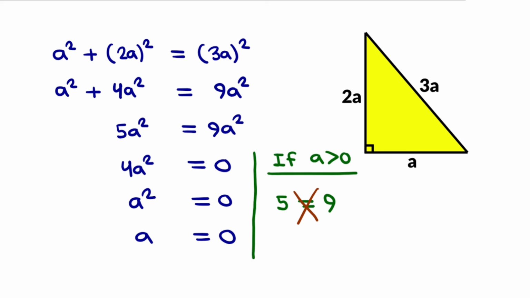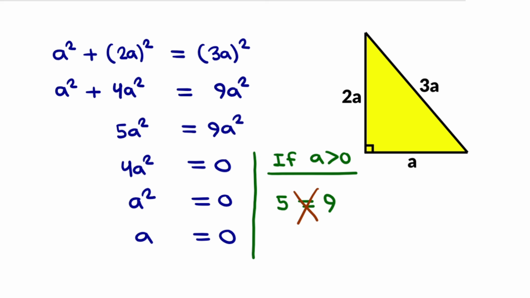Let's see why using a fundamental rule of geometry, the triangle inequality theorem. It says that the sum of any two sides of a triangle must be strictly greater than the third side. Look at our two shorter sides. They are a and 2a. Add them together, and we get 3a. But the third side, our hypotenuse, is also 3a. So the sum of the two shorter sides is exactly equal to the third side, not greater. And that is impossible for a genuine triangle.